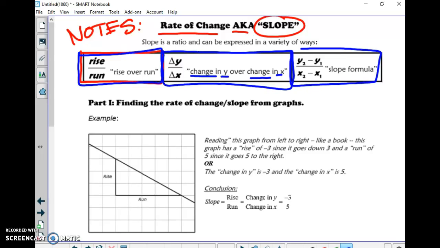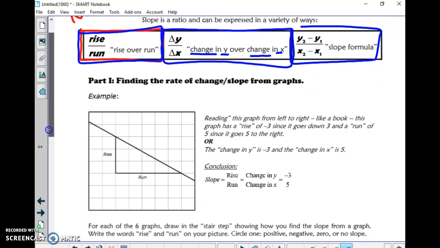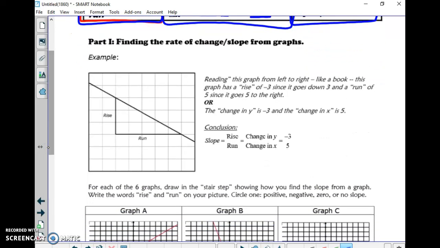With all that great information sung in your minds forever, let's talk about part one: finding the rate of change, slope, from graphs. We just said rise over run is slope. Let's look at this example. Whenever you're doing these examples, you want to make sure you have points on the grid, on the vertical and horizontal grid. So first, make sure you have some solid points on there.